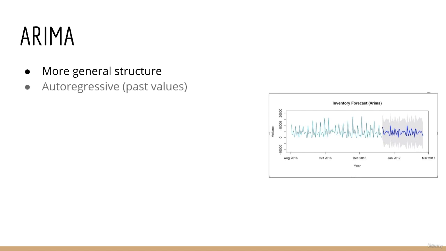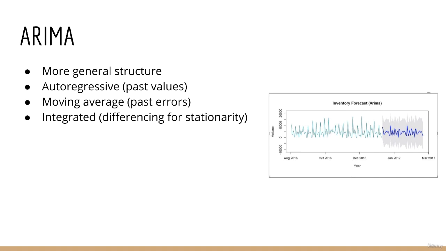The autoregressive part is based on past values of the time series, whereas the moving average part is based on past errors of the model. The integrated part specifies how many times you used differencing in order to make your time series stationary. We looked at how to test stationarity using the augmented Dickey-Fuller test.